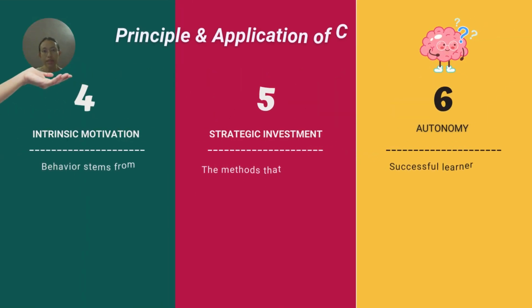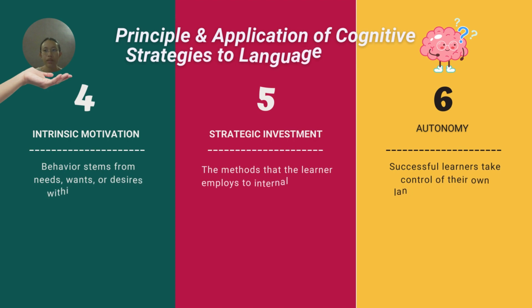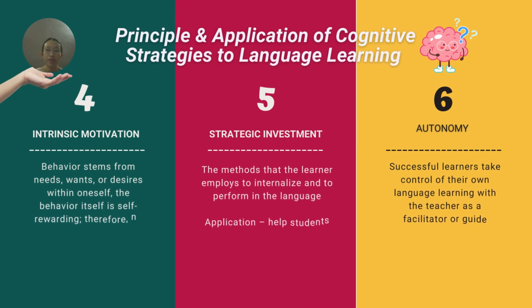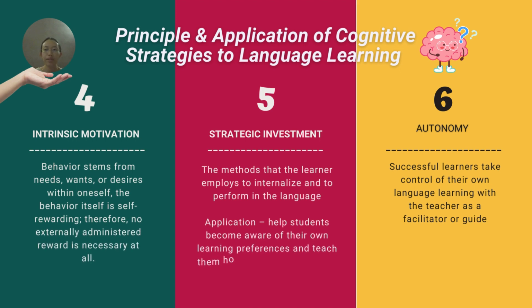The fourth principle is intrinsic motivation. The most powerful rewards are those that are intrinsically motivated within the learner because their behavior stems from needs, wants, or desire within oneself. The behavior itself is self-rewarding, therefore, no externally administered reward is necessary at all.